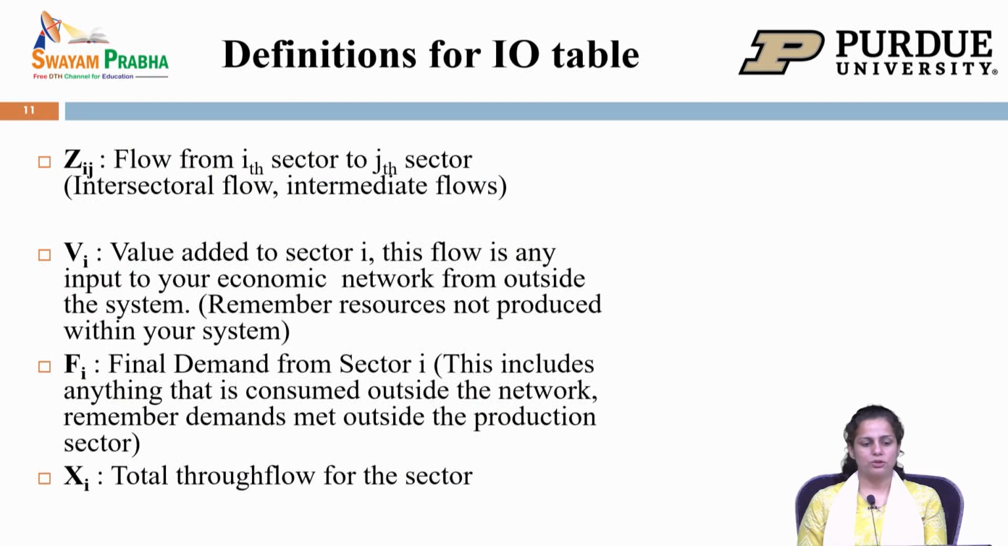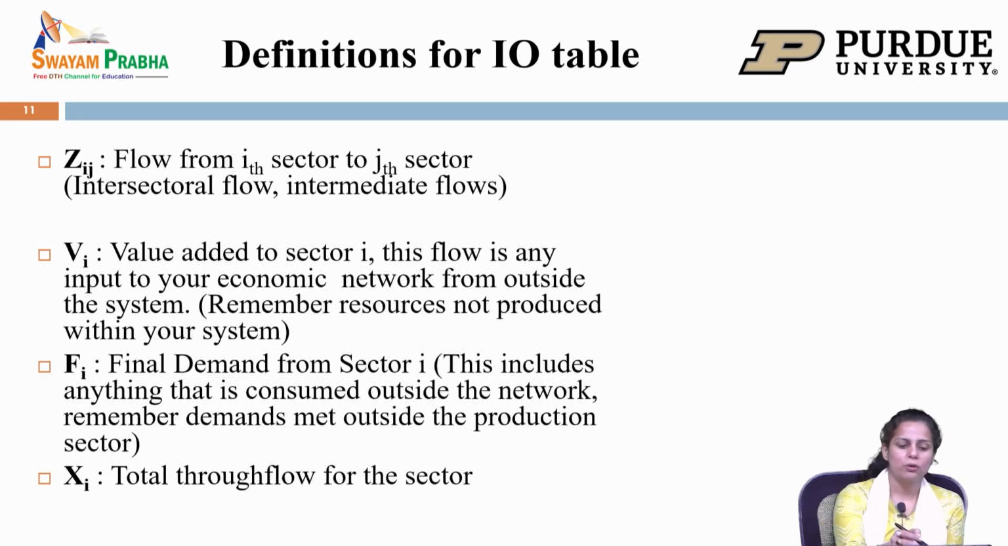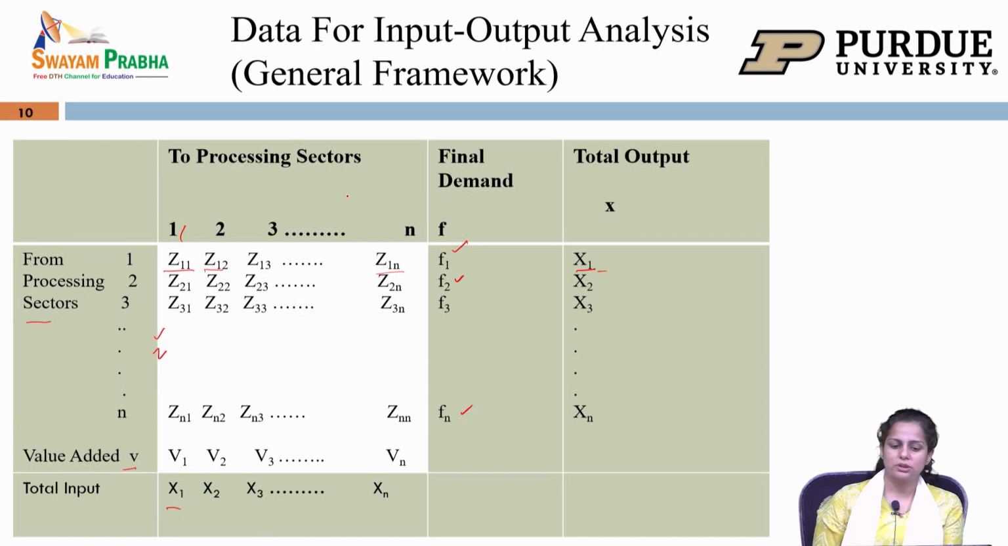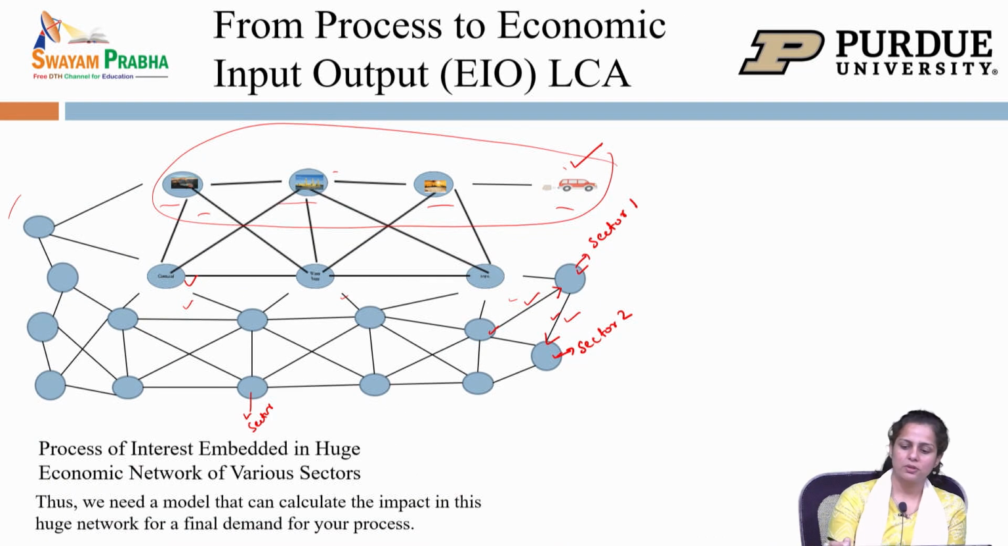Let us look at the flow. So, Zij is basically the flow from the ith sector to the jth sector, which is also known as intersectoral flow or intermediate flow. So, let us go back to the table. Z11, Z12 are mainly the flows that are flowing within the economy from one sector to another sector. So, if you look at the network, these network nodes and edges are your intermediate flows, and if I have some flow that is going out from a sector, Fn, that is the final demand.